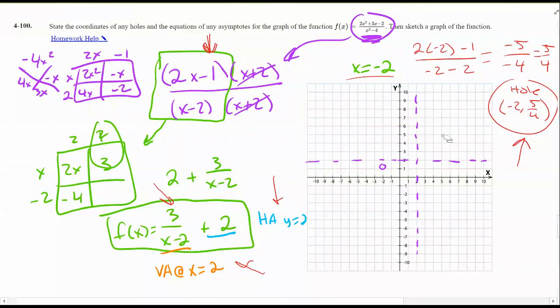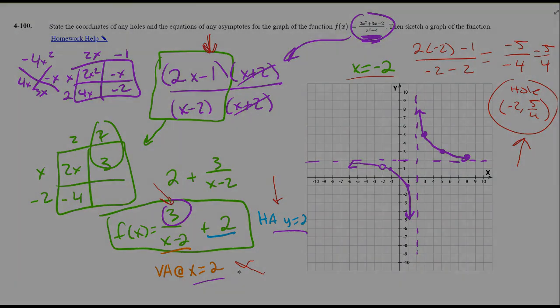I guess I could give some reference points here since I have transformation form. 1, 2, 3, I've got a point here. 1, 2, 3, I've got a point here. There's my first curve. 1, 2. And so when I make my curve, I've got a hole there. And now we seem to have our sketch of our graph. So hole at negative 2, 5/4, horizontal asymptote at 2, vertical asymptote at 2, and here's the sketch of my graph.